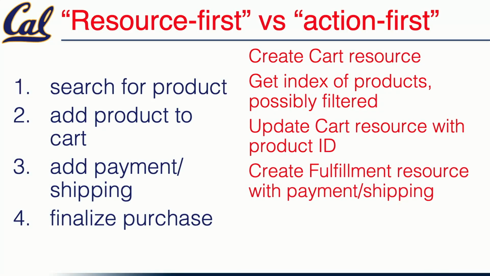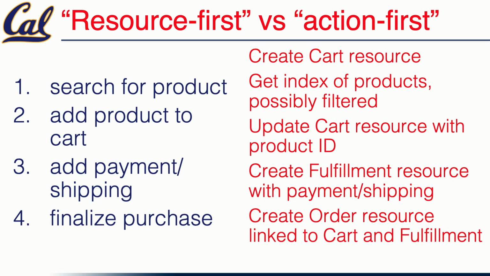And when they add payment and shipping information, well, that's probably its own thing because you can say, a fulfillment resource is a thing that has all the information needed to finish the purchase. How are they going to pay? Where is it going to be mailed to and stuff like that? So you create a fulfillment resource, you associate it with the cart. And what does finalizing the order mean? It means that you just bind those two things together.